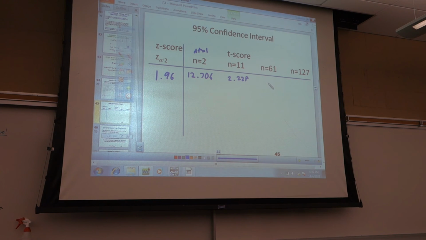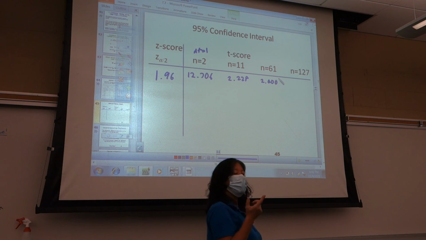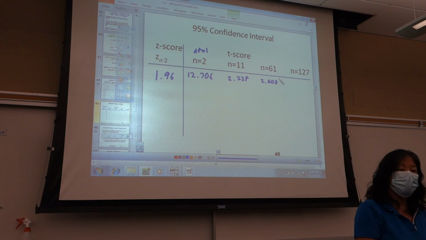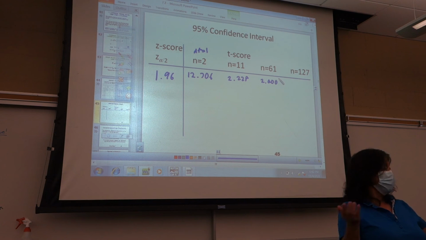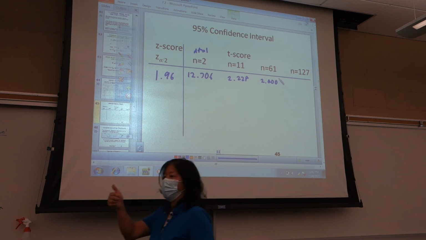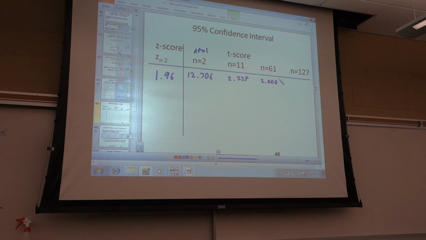And this one here, n is 61. Degrees of freedom is 60. 2.000. Now the last one, n is 127. My degrees of freedom is 126. What are my options? 120 and 500. Which one is it closer to? 120. So use 120. Everybody on board? 1.98, yeah.